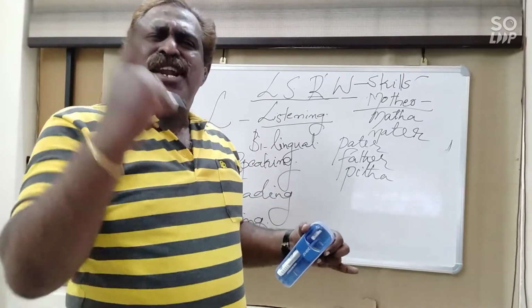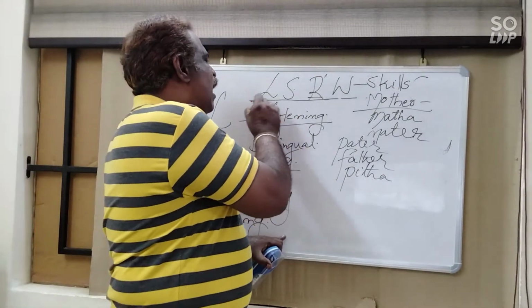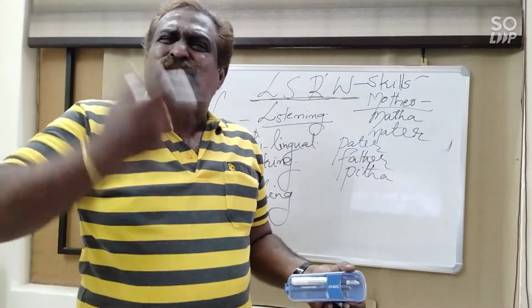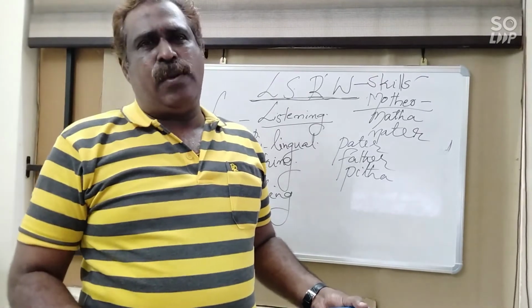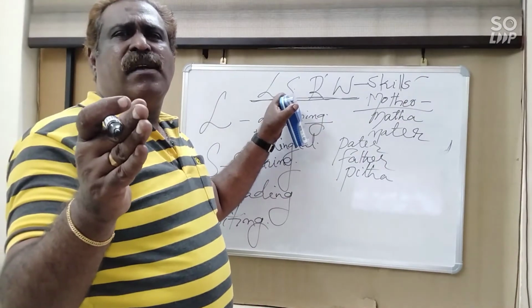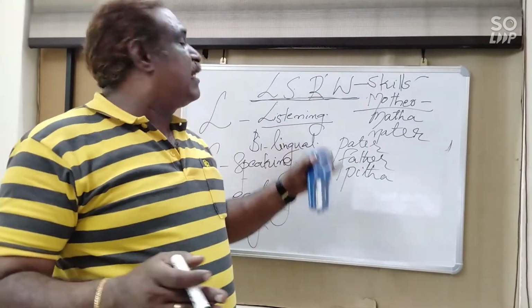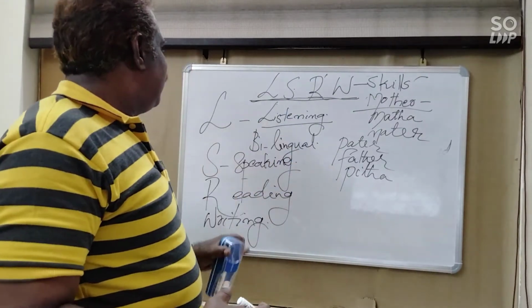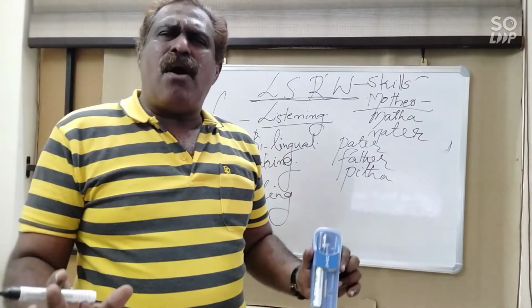So better, when you approach English language, keep in your mind there are four skills to be developed for learning a language. That is why, in an abbreviated form or a short form, LSRW. The expanded form is listening, speaking, reading and writing. So listen, this is a very important thing.